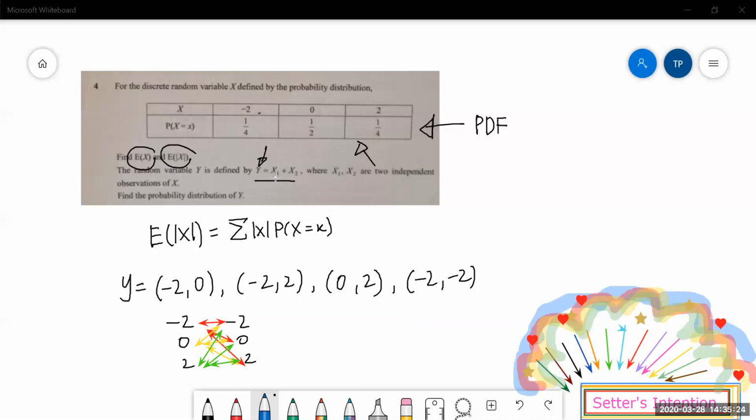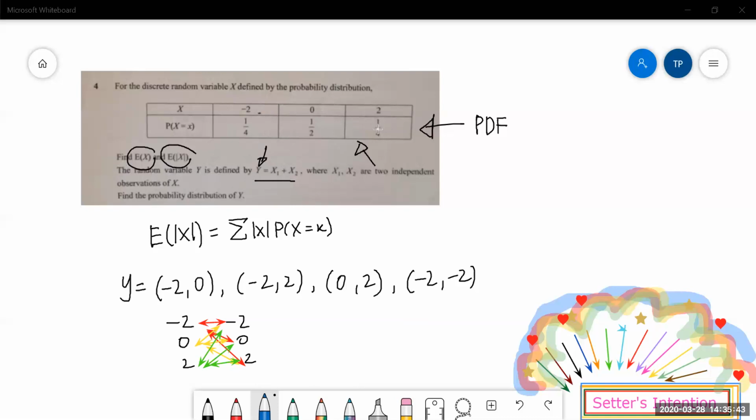Listen, okay. Over here, they are asking us to find the random variable y, and it's defined by x1 plus x2. This is really a very important setup. Y is equal to x1 plus x2. So each x value can take on -2, 0, and 2. x2 can also take on -2, 0, and 2. We are going to add these two x values up. These two x values are random variables. I do not know whether it will take on -2, 0, or 2. I don't know.